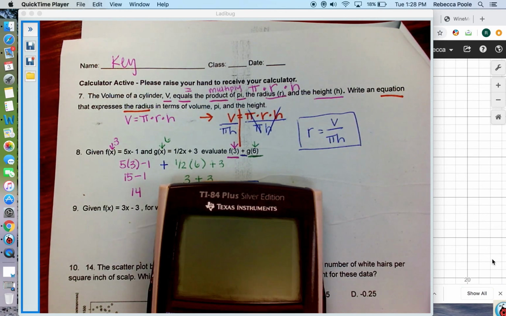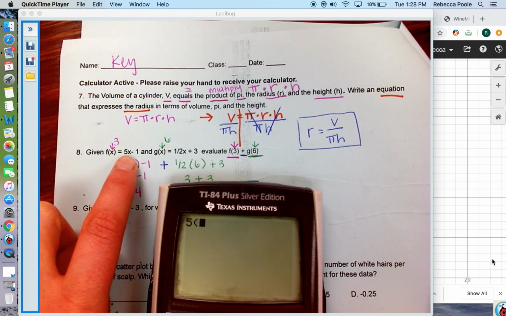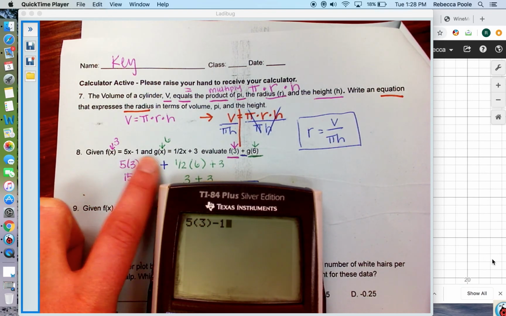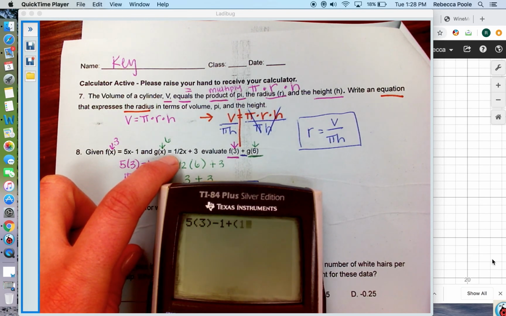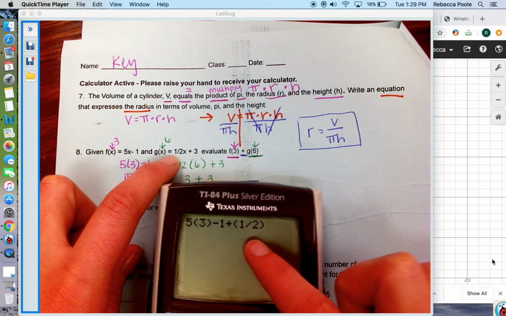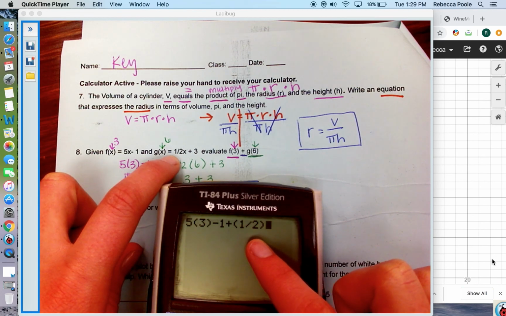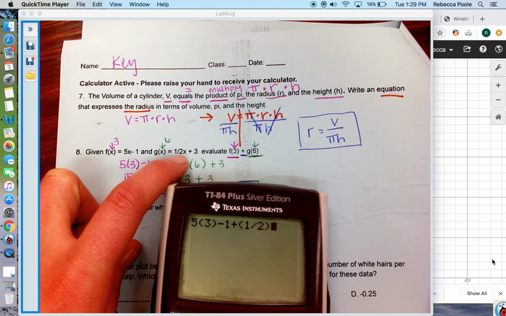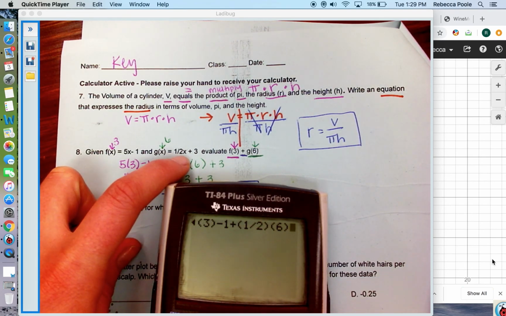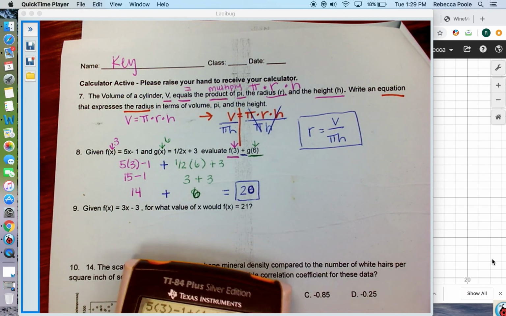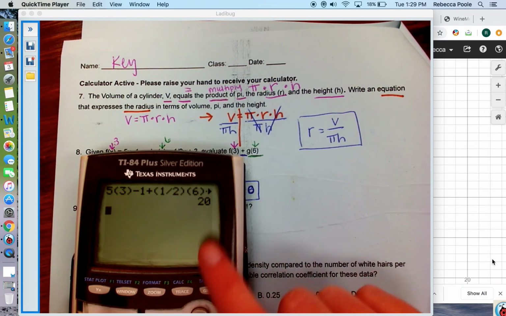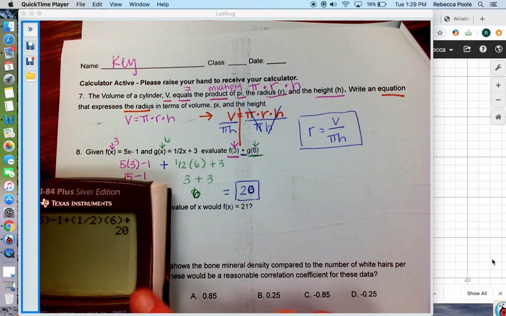So one more time, this is going to be 5 parenthesis, instead of an x, I'm putting in a 3, minus 1, plus, and then the g equation we talked about, 1/2 is a fraction. To type fractions in the calculator, you have to put them in parentheses. And then instead of an x for this one, I'm putting in 6 plus 3. And the calculator will spit out 20 to you. So no matter which way I do it, by hand or in the calculator, I'm going to get 20.